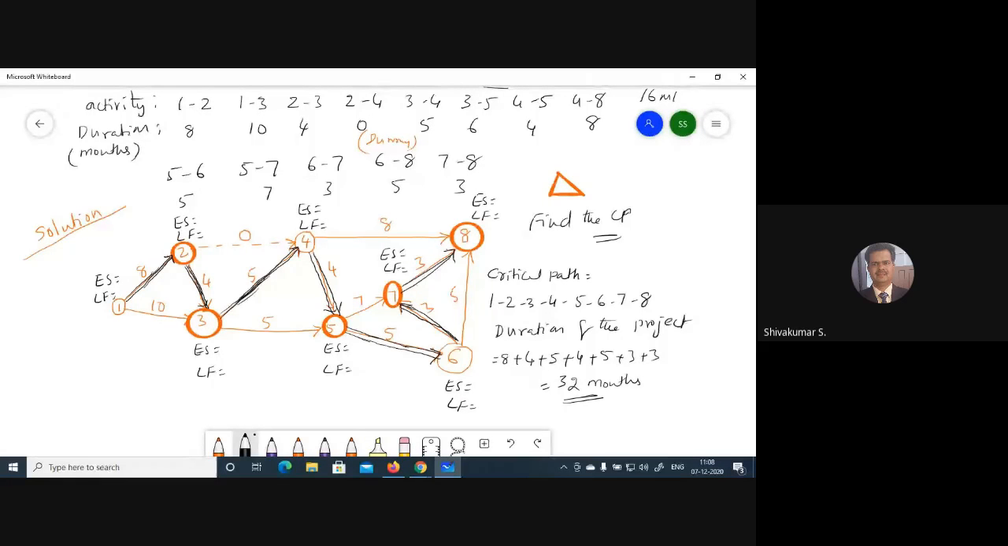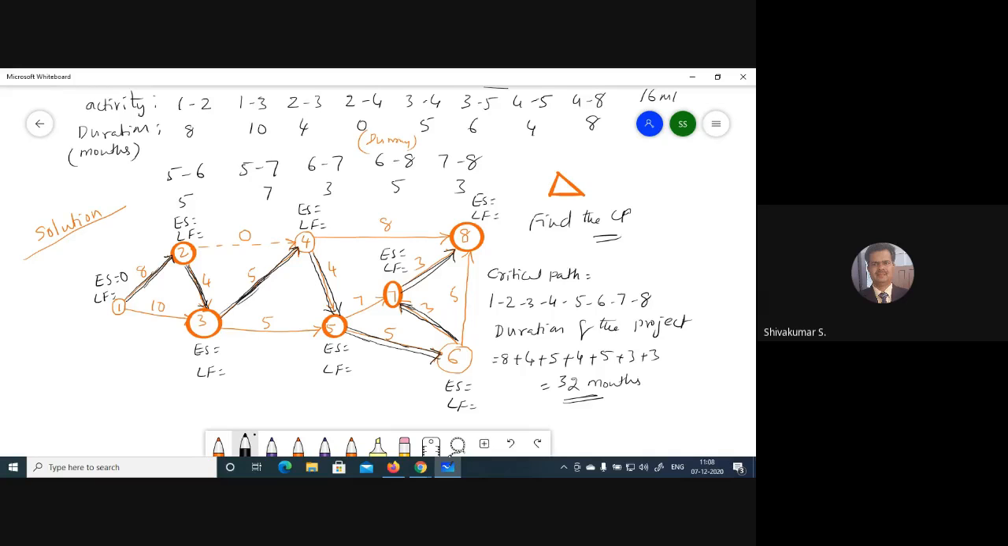Write down ES, LF, ES, LF for all the events. Okay, now first event E. This event can start, earliest start is 0. Okay, beginning event, earliest start.